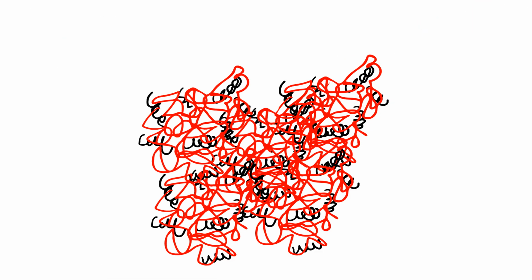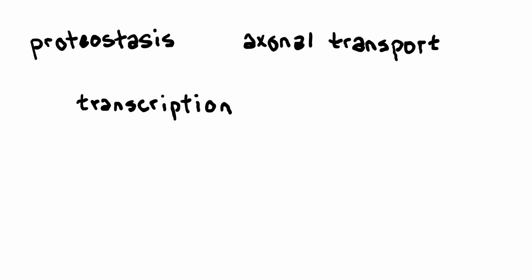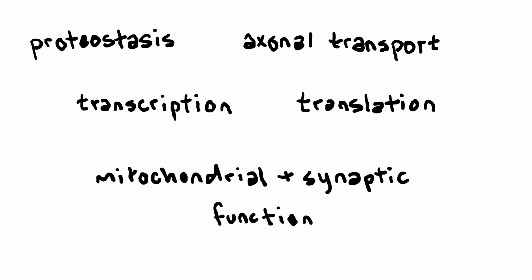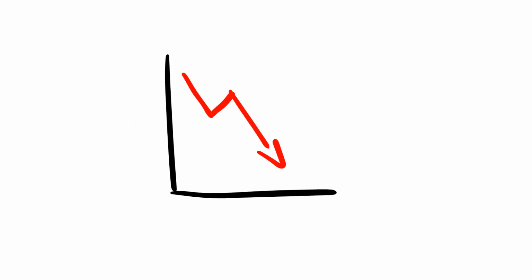This expanded polyQ domain induces changes in the protein, causing it to form intracellular aggregates, or large inclusions of misfolded polypeptides. These aggregates can affect many things, such as proteostasis, axonal transport, transcription, translation, and mitochondrial and synaptic function. Long story short, they cause neurodegeneration, which leads to the degeneration of the brain and symptoms associated with Huntington's disease.